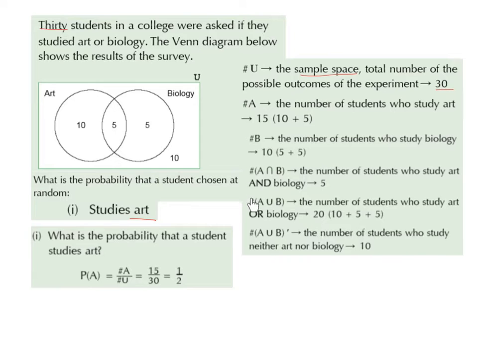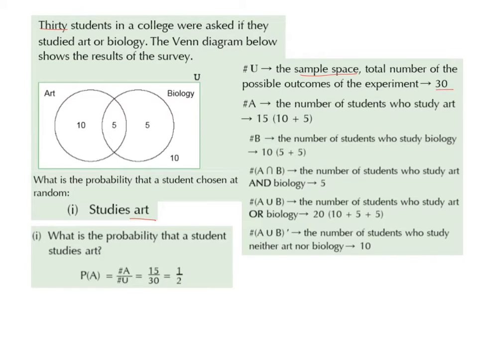And the cardinal number of elements in A union B is going to be the number of students who study art or biology. So it's going to be 10 plus 5 plus 5, which is 20. And the cardinal number of elements in A union B complement is the number of students who study neither art nor biology, which is going to be 10, because there's 10 left over in the space inside the universal set.